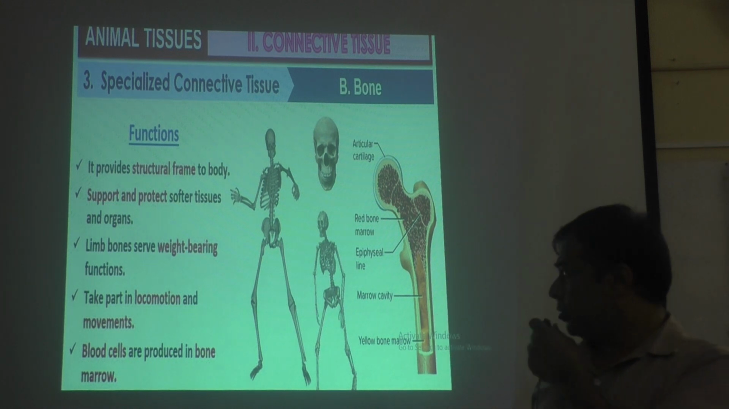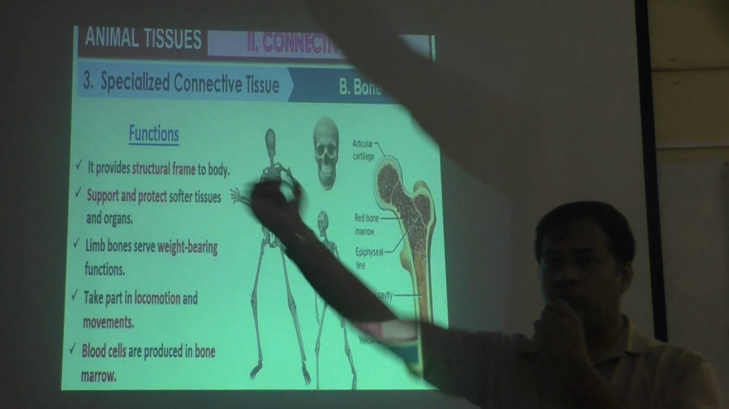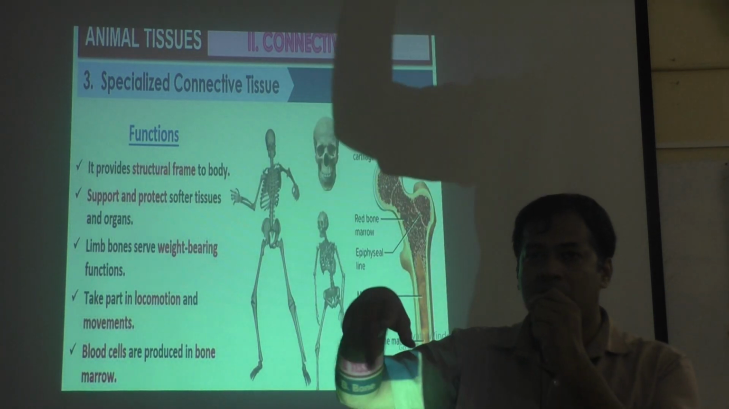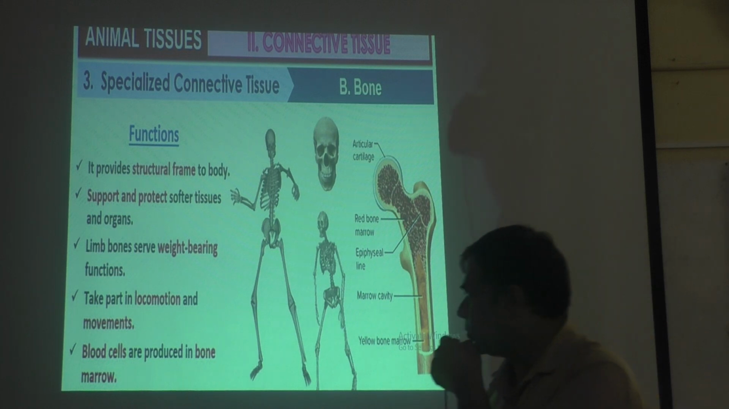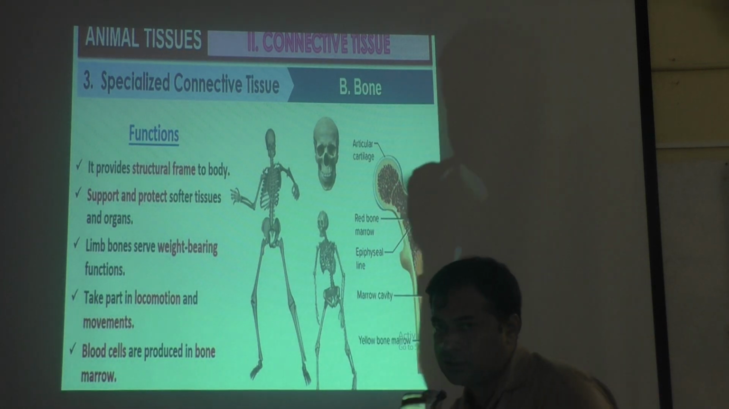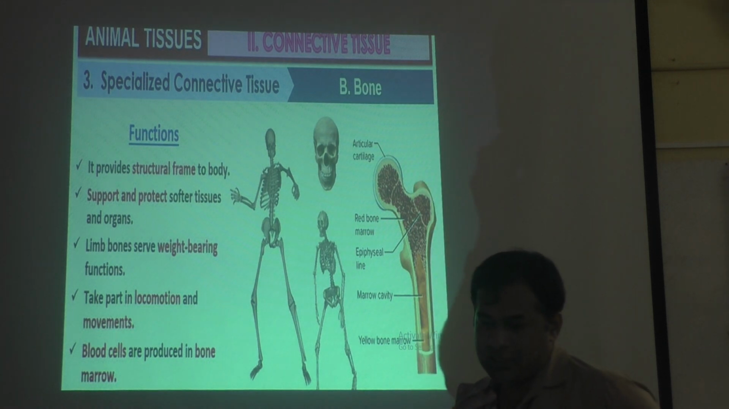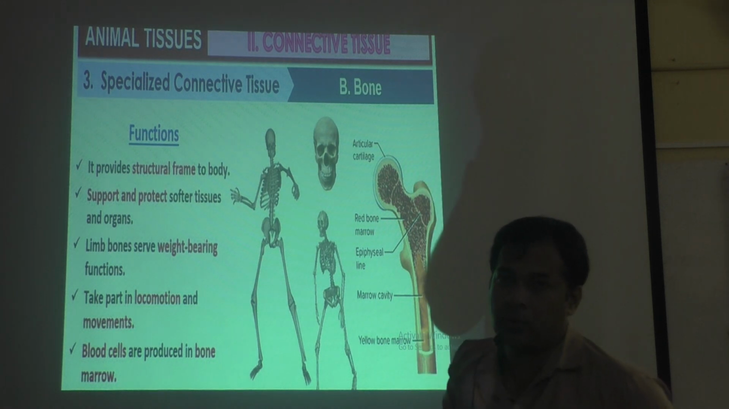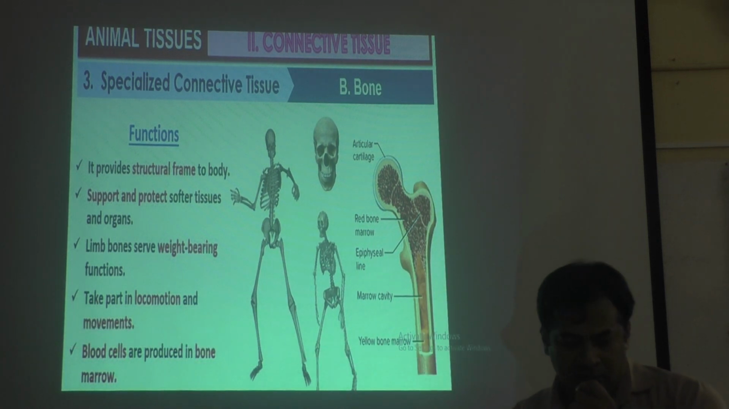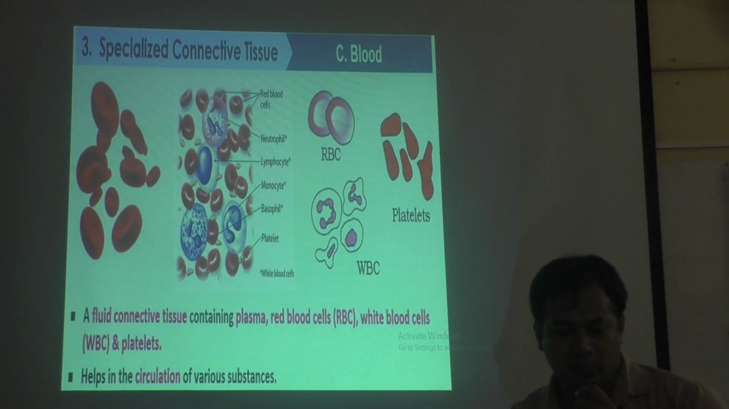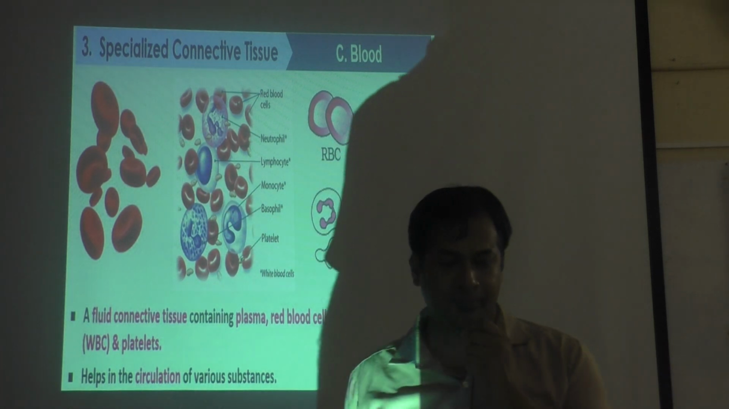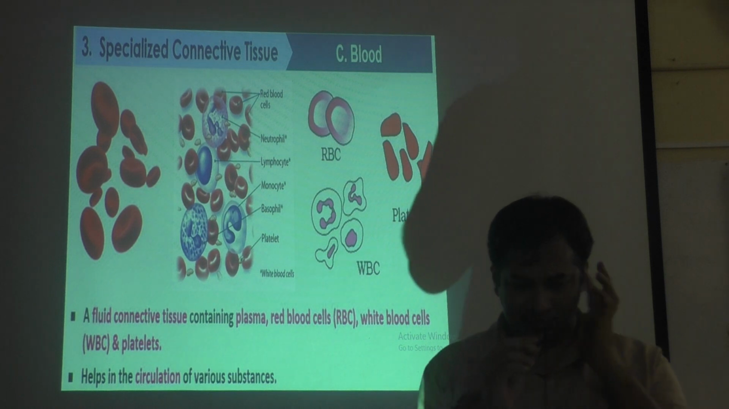Then take part in locomotion and movement. To do any movements, I am doing movement now. To do any movement or to walk, that is locomotion, bones are required. Then blood cells are produced in bone marrow. You should know this. Blood cells, RBC and WBC, they are produced in bone marrow. You'll be surprised to know in Kannada for bone marrow we say asti majje. Anyway, not required now.